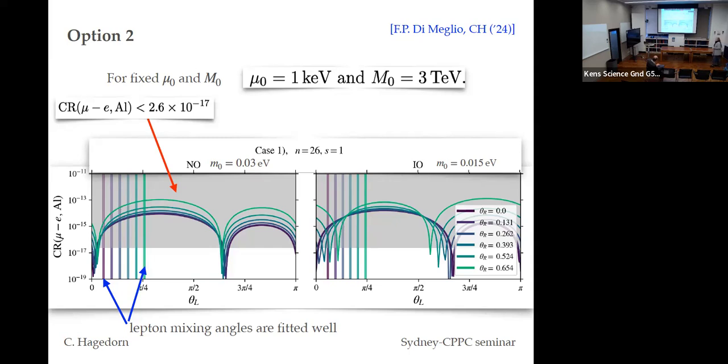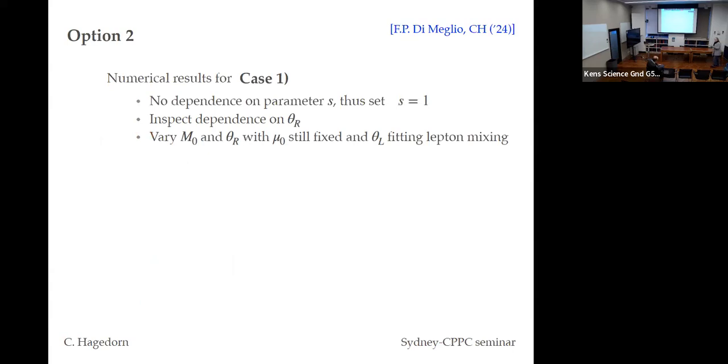That's good. But keep in mind, I now sit on one particular point for these scales, and it's not true that I know which scales are the right ones. This was just to explore, to get a feeling of what happens if I vary the theta R. So, to be more ambitious, now we vary the M0 and the theta R, but we still keep the mu0 fixed in order to go slowly.